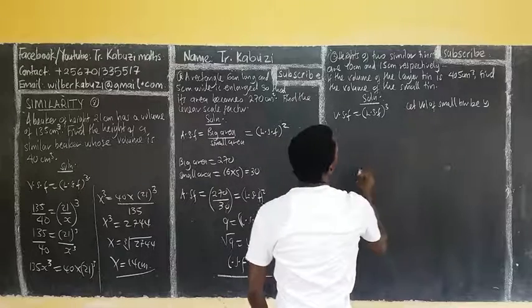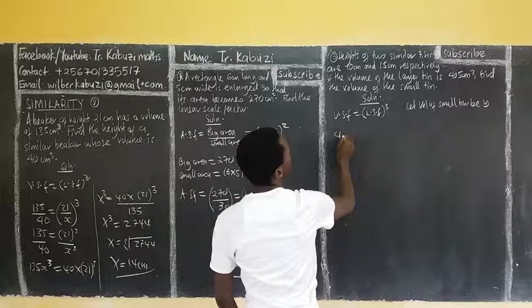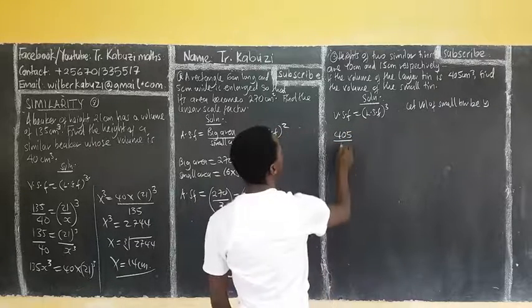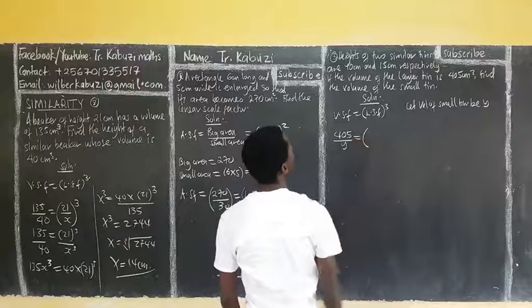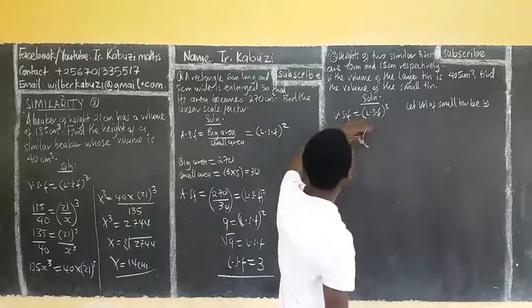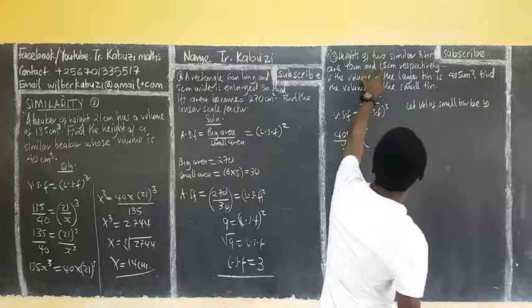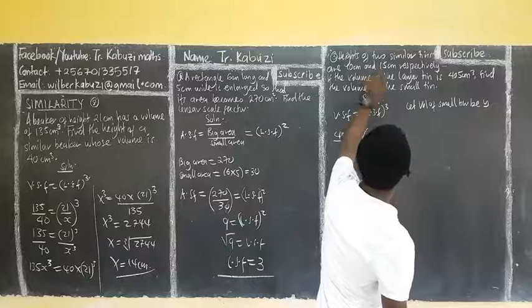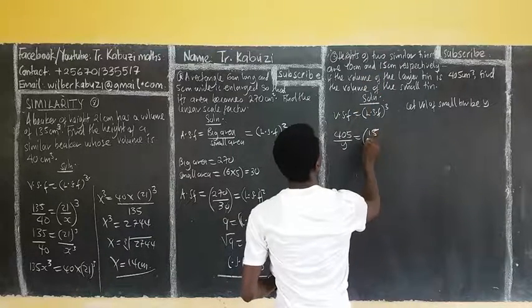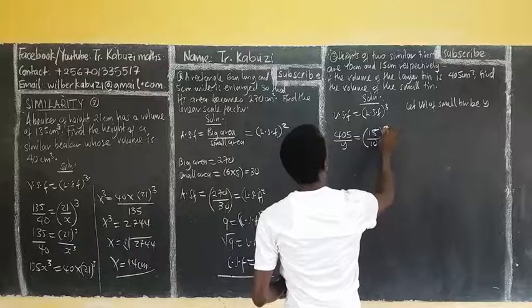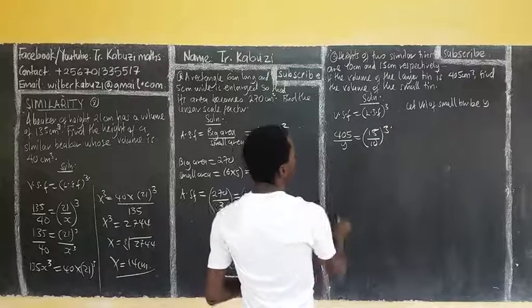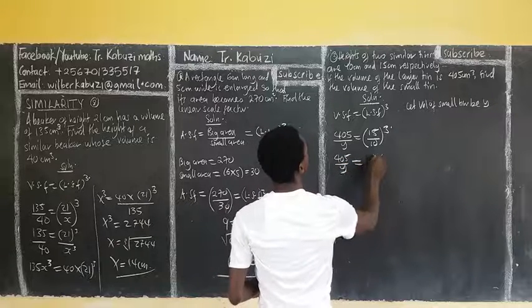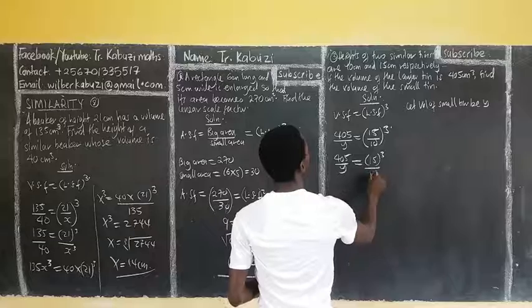So now I am going to have the larger volume, B, the big volume, over the small volume, which is y, equal to the linear scale factor. How do you get the linear scale factor? We get the big height over the small height of the two similar things, but this time the whole cubed. So this will be 405 over y equaling 15 cubed over 10 cubed.